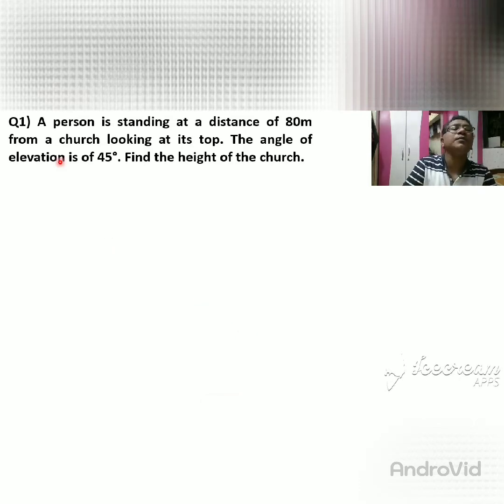A person is standing at a distance of 80 meters from a church. Means there is a person and that person is standing in front of the church. So what will be the distance between church and person? The distance between church and person is 80 meter. Looking at its top, that person is looking towards the top. The angle of elevation is 45 degree. Find the height of the church.